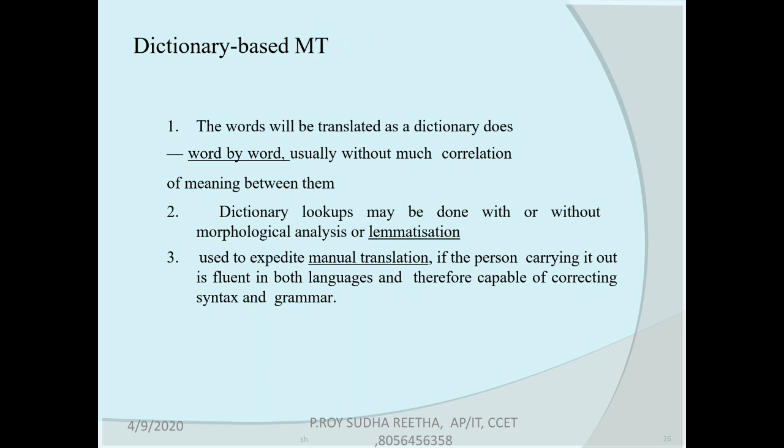And what is meant by dictionary? Dictionary based machine translation. As we all know, a dictionary is like a database used to store a collection of words, word by word, without much correlation of meaning between them. It also involves a process of lemmatization, and it is also used to find a manual translation capable of correcting the syntax and the grammar.